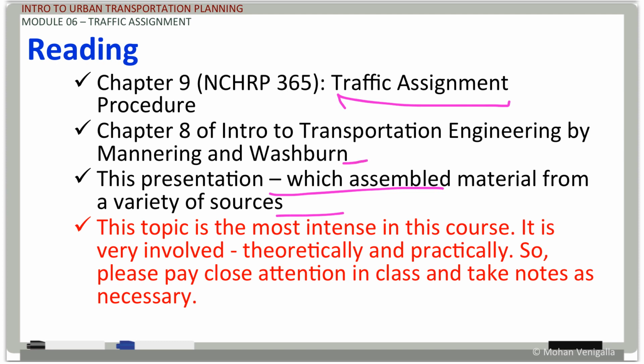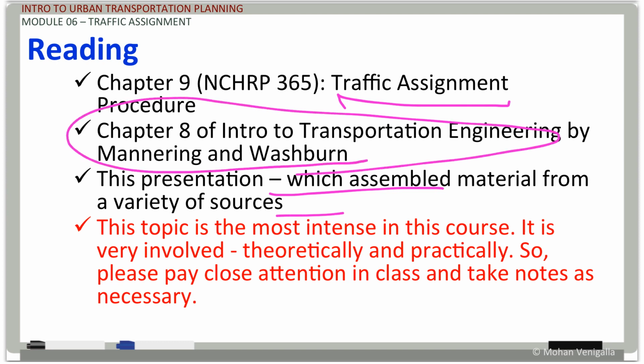Another thing is, in your undergraduate textbook, Chapter 8 of Intro to Transportation Engineering by Mannering and Washburn, at least in one of my previous offerings, I did not have enough time to cover it completely. So we will revisit some parts of that. Reading chapter 8, especially what's related to traffic assignment, would be useful.